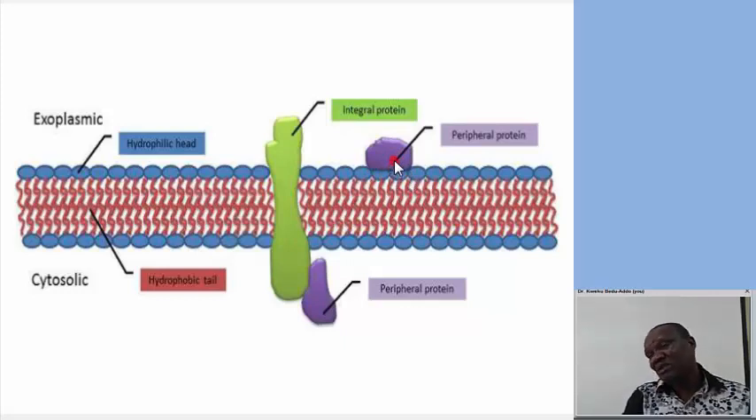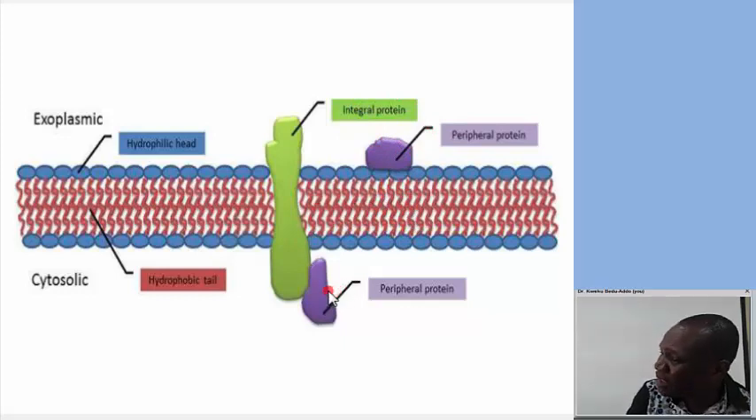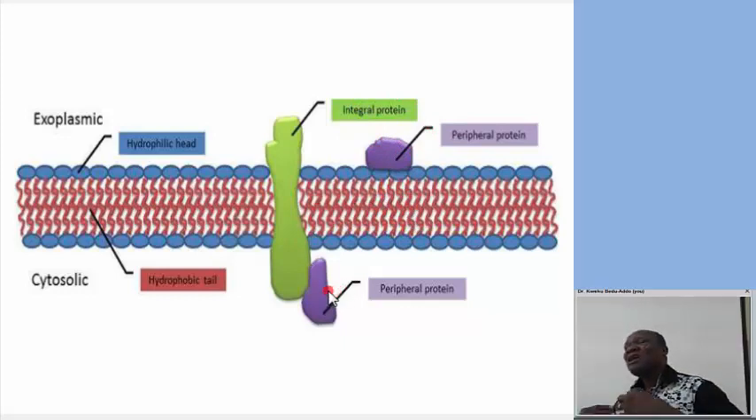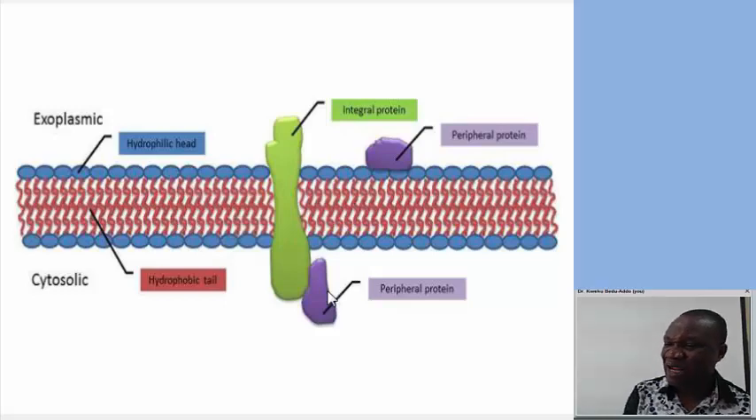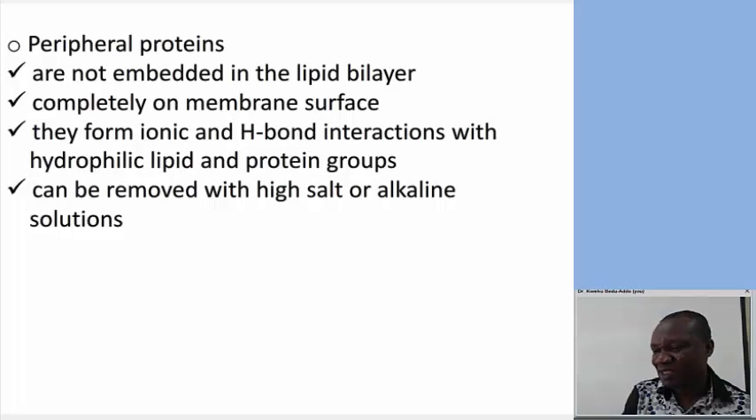Now, because these peripheral proteins are not integrated into the hydrophobic ends of the lipid bilayer, they are easily dislodged by alkaline solutions or by concentrated salt solutions. Now, the proteins that are found in the lipid bilayer have a lot of functions.